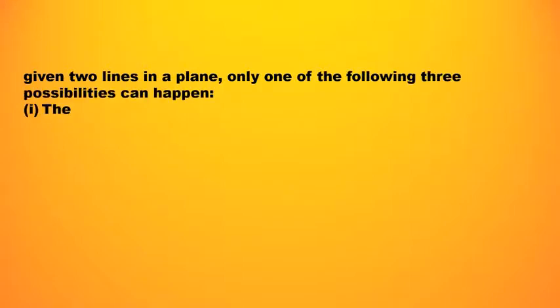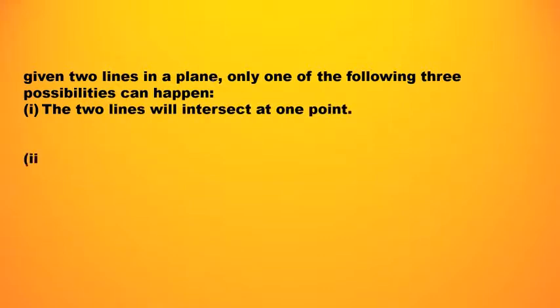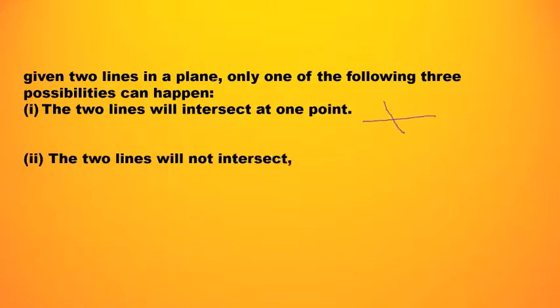Now children, we're discussing three possibilities. Given two lines in a plane, there are only three possibilities. In a plane there are only three things that are possible. That is, the two lines will intersect at one point. When you draw two lines, the lines can intersect at one point, or the two lines will not intersect. That is, they are parallel.